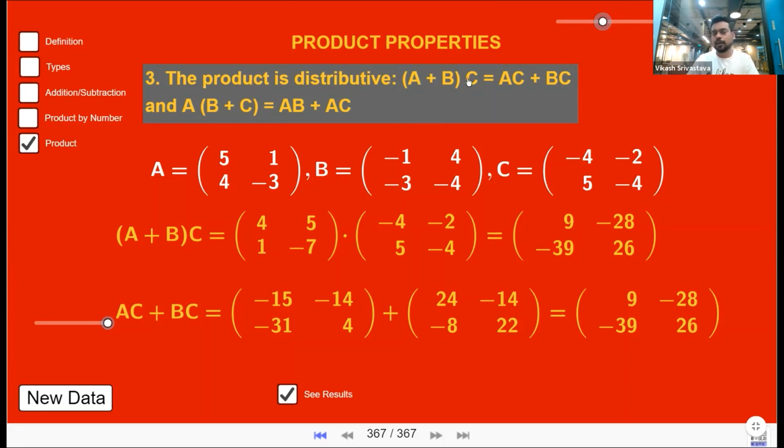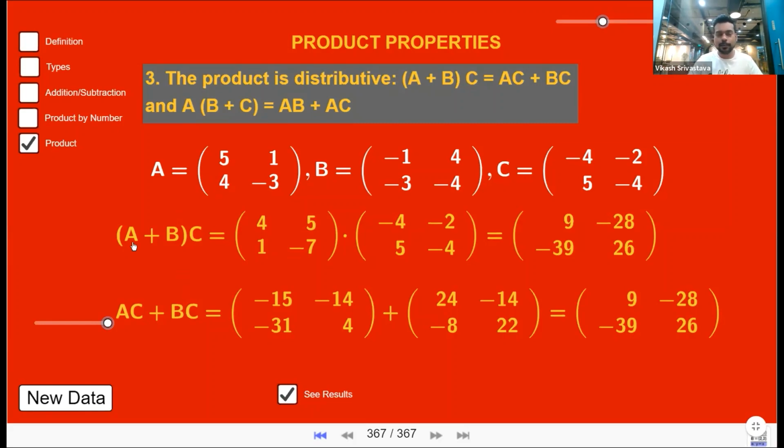So the product is distributive. The product is essentially distributed over this operator, so AC plus BC. The product is in a way distributed over both the elements. Similarly, if you have A multiplied by B plus C, this again will be distributed over the two elements: A dot B plus A dot C. Again, here I've taken the example of three matrices. This is not working in this case, but this is for demonstration purposes only.